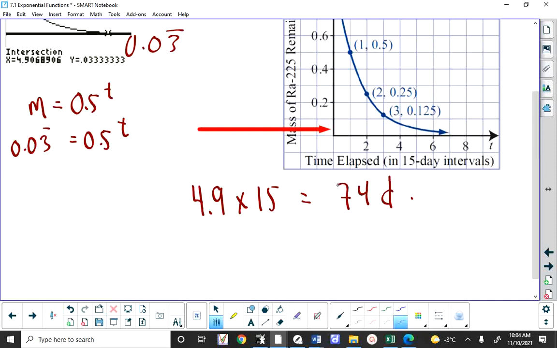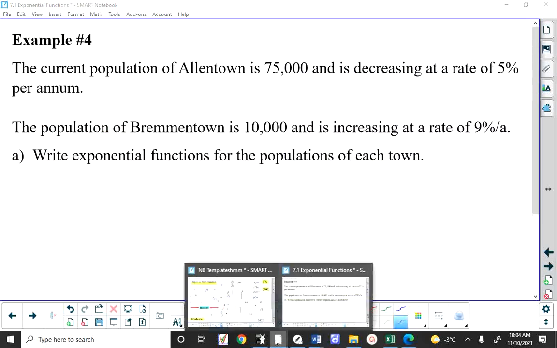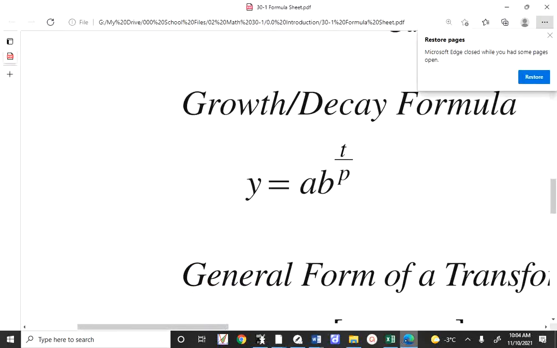All right, we have one more to go, and this will actually be something that I can, even though it's not quite in your notes yet, use to teach you about this y equals a times b to the t over p. A little bit. You'll start to see when we're done with this example what the a does.